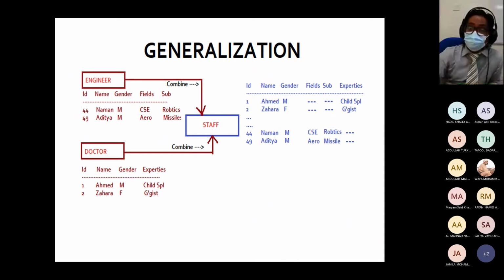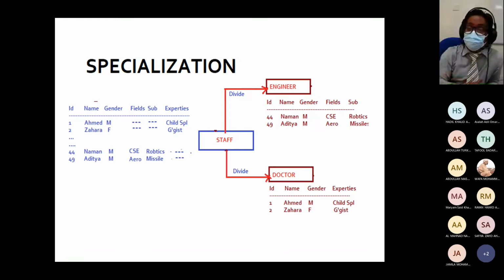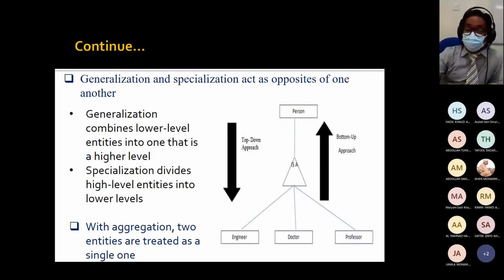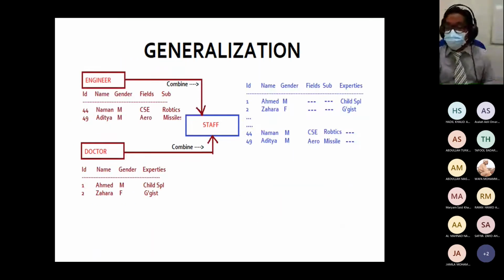Generalization is combining and specialization is dividing. In short, specialization is the top-down approach, because it divides the high level into low level. Generalization is the bottom-up approach, going from the bottom to the top. That's why there's an arrow there. So now we understand generalization and specialization.